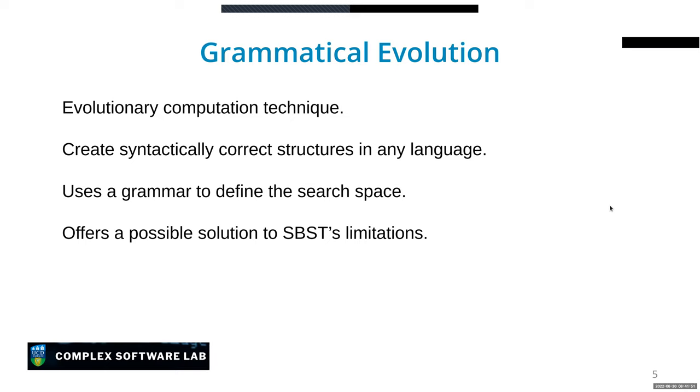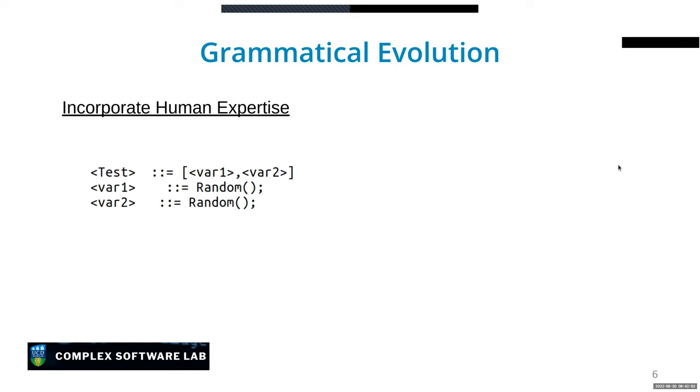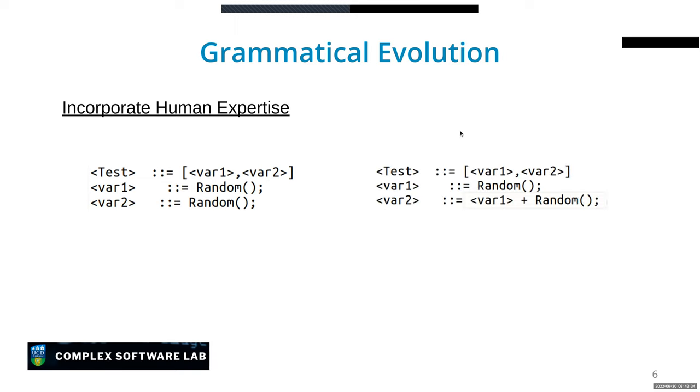We propose that GE offers a solution to some of those limitations we just mentioned. The first is incorporating human expertise. If we have a very simple test here, we want to create two variables. At the minute, var1 is just a random number, and var2 is just another random number. However, by a very simple tweak to the grammar, we can incorporate any human expertise or human bias that they want to introduce here. Simply by changing var2 to a dependent variable, instead of it being a completely random number, it now depends on whatever random value you have for var1.